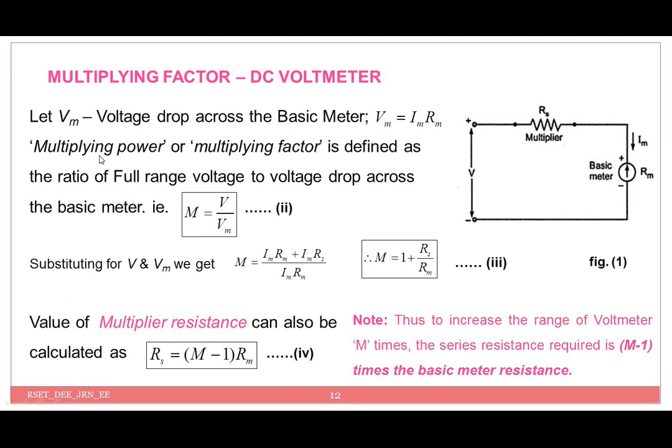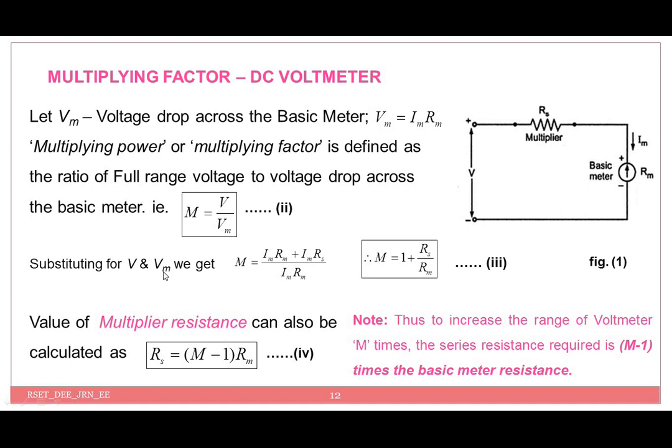We'll see it. Now let Vm be the voltage drop across the basic meter. The current flowing through that basic meter is Im, and its resistance is Rm. So Vm is equal to ImRm. The multiplying factor or multiplying power with regard to a DC voltmeter is defined as the ratio of full range voltage to the voltage drop across the basic meter. So M can be defined mathematically as M is equal to V divided by Vm. This V divided by this voltage drop across the basic meter.